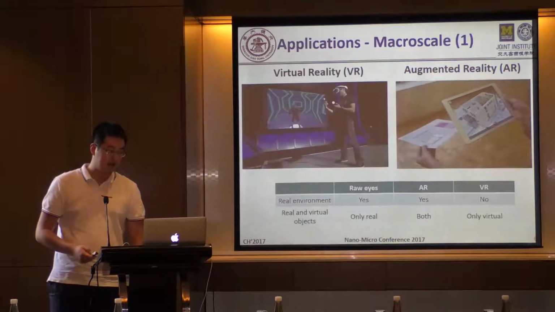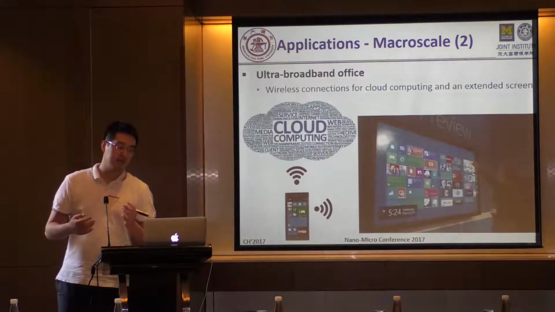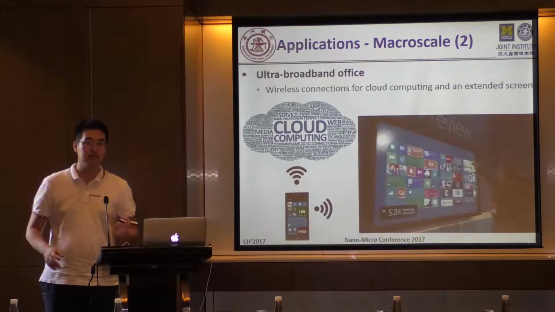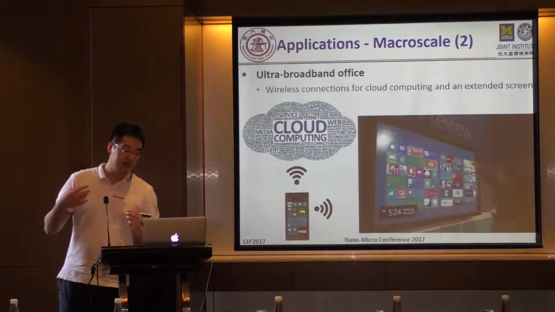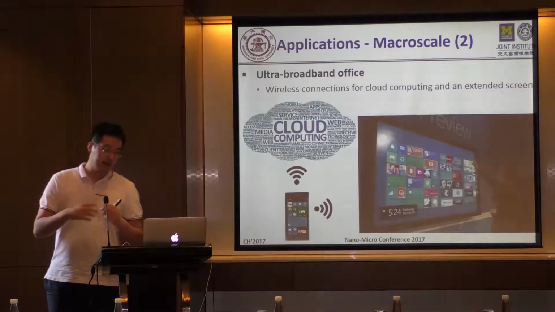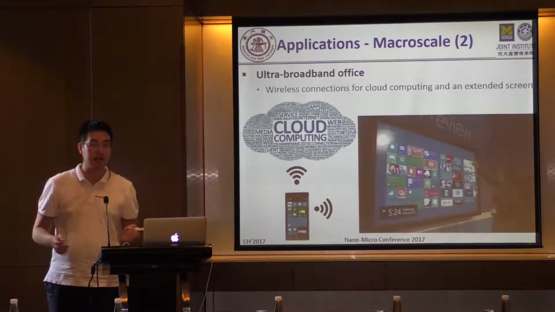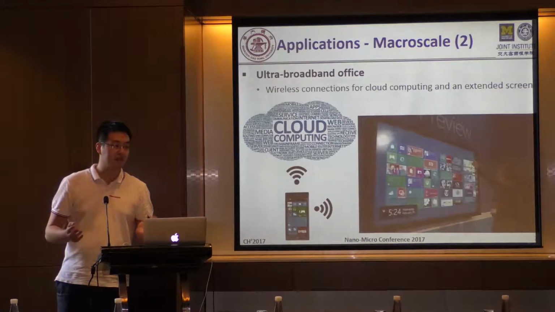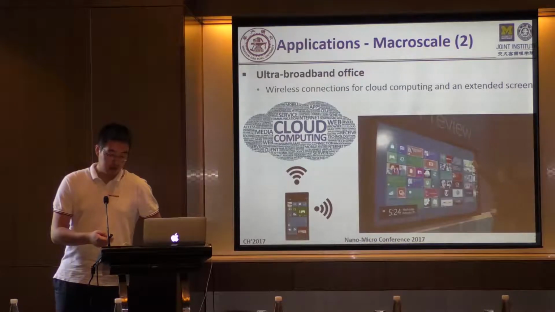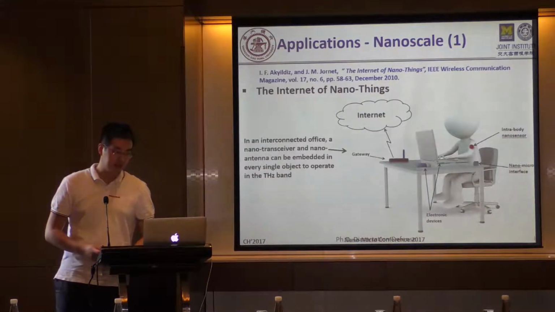Another thing is we can imagine some ultra-broadband office. When you bring a phone into your office, you use a wireless connection to cloud computing. And it is too small to play on the screen, so you should have an interactive, very large screen. That requires wireless links as well. This also needs terabits per second wireless data transmissions.